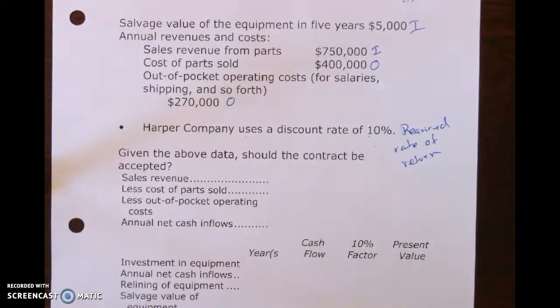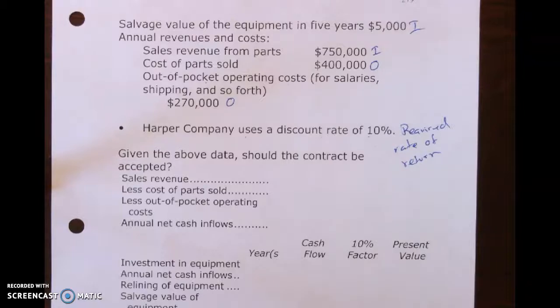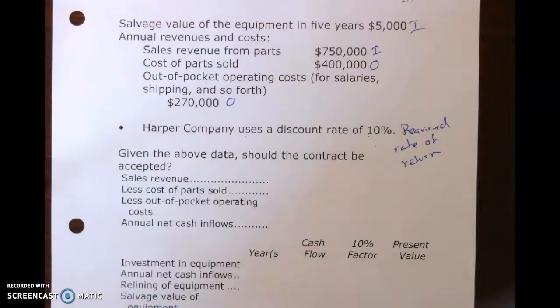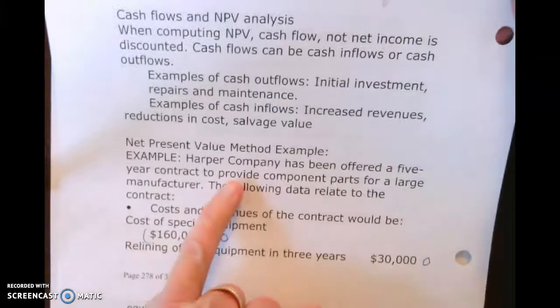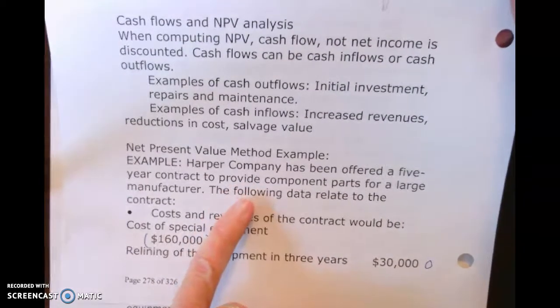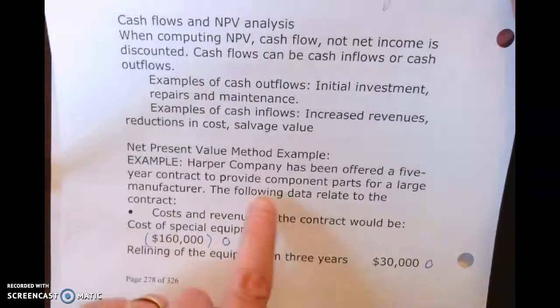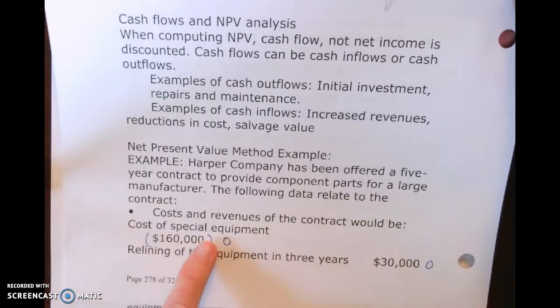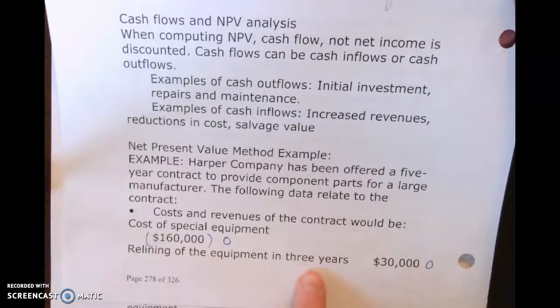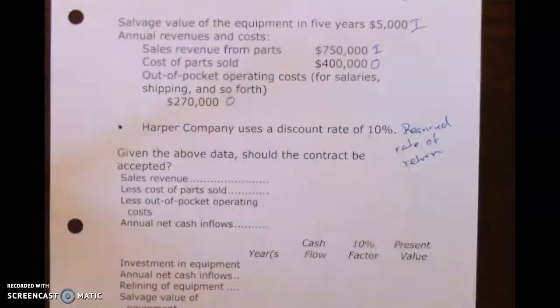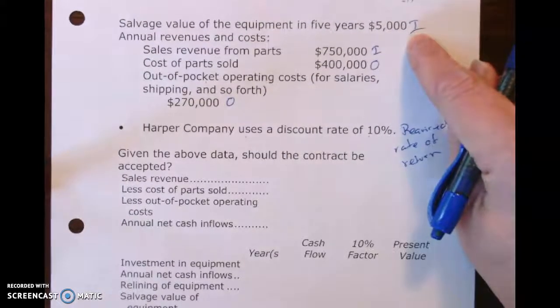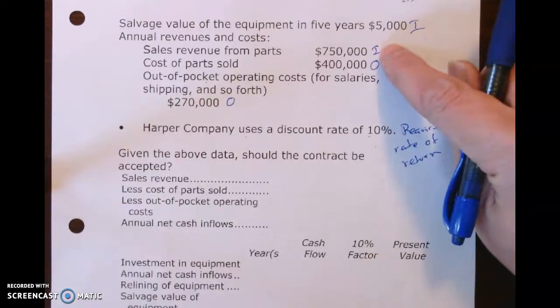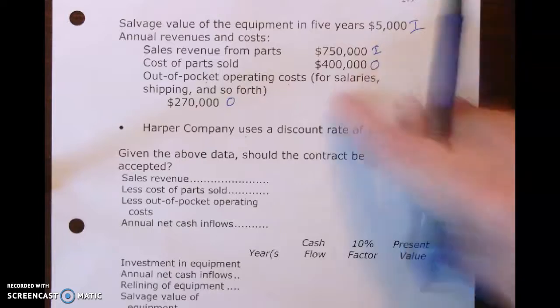So returning to this example of Harper Company, given the above data, should the contract be accepted? The reason that we have to use net present value in this situation is because, if we look back at this problem, Harper Company's been offered a 5-year contract to provide component parts. And here's the data. The thing is, this lasts over 5 years. The costs of the special equipment would be now. We have to reline the equipment. We said that was a cash outflow. In 3 years from now, we're going to sell it in 5 years. And then we also have our annual sales revenue and expenses, okay?